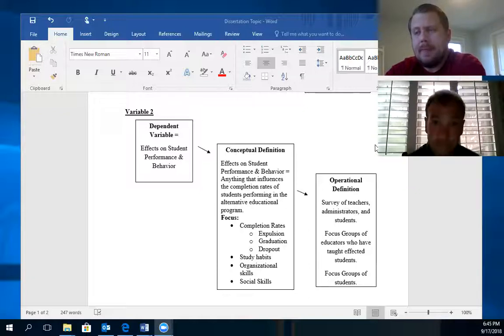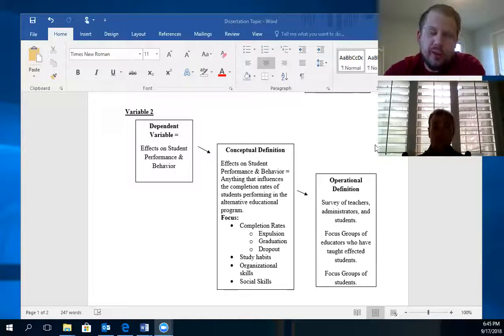Yes. Okay. The other factors, of course, are study habits. When these kids go to PLC, what type of study habits are they picking up? What type of organizational skills and social skills are they picking up to go back into the traditional setting to be successful? And when they do go back, are they successful? And what is the perception of the whole program at large in the traditional setting, if that makes sense?